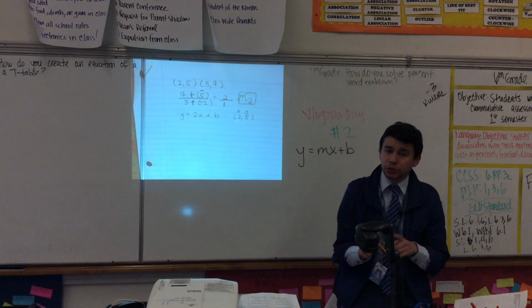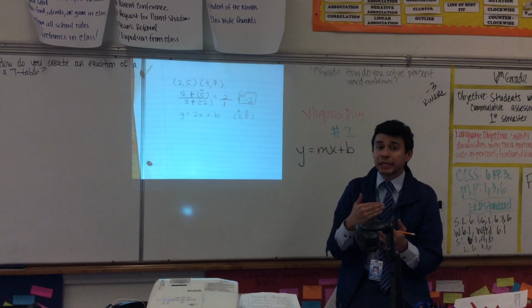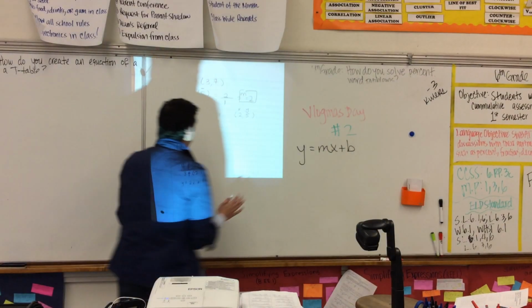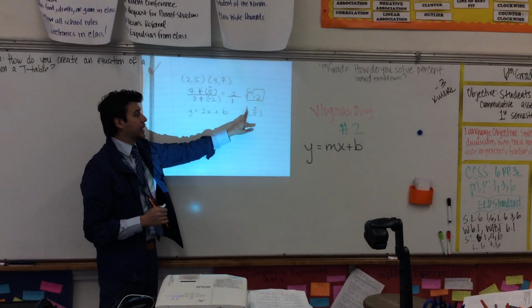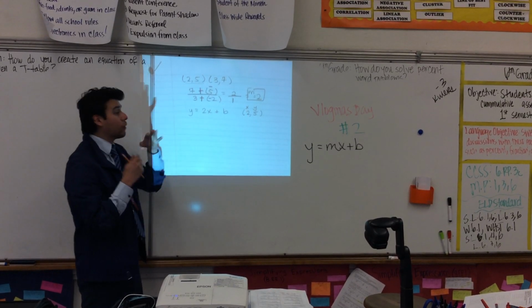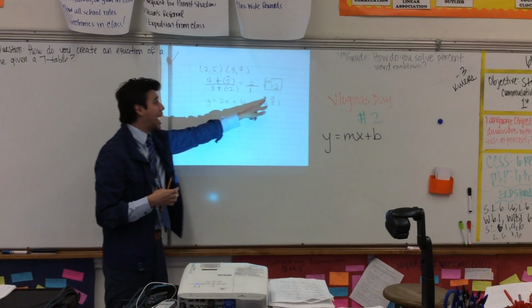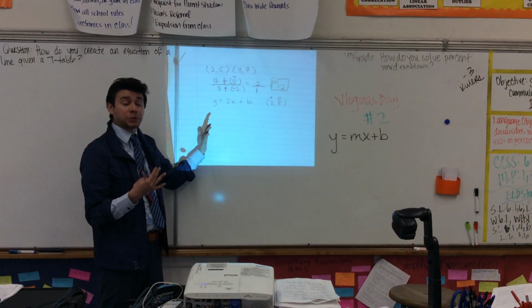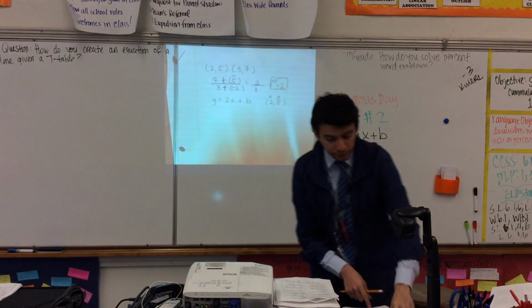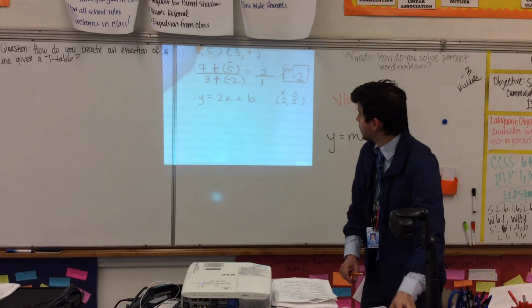So this is what you're going to do. This is what a lot of you guys were confused in class. Wherever you see an x here, you're going to put a 2 in. Wherever you see a y here, you're going to put a 5 in. You're going to substitute, okay? So let me zoom in so you can see.